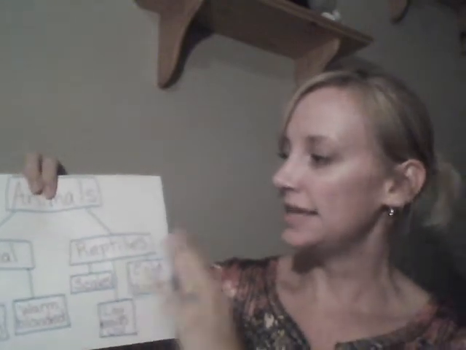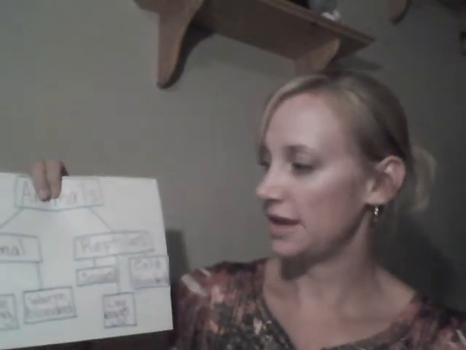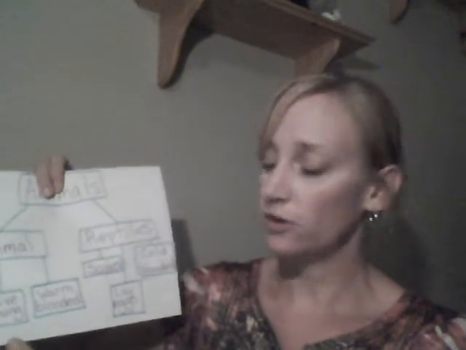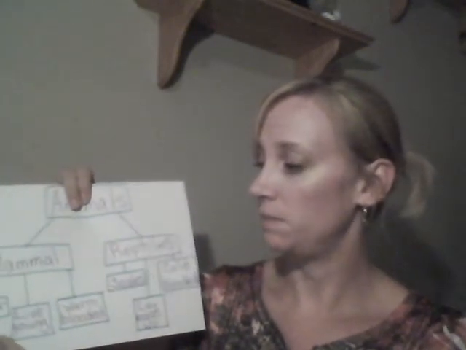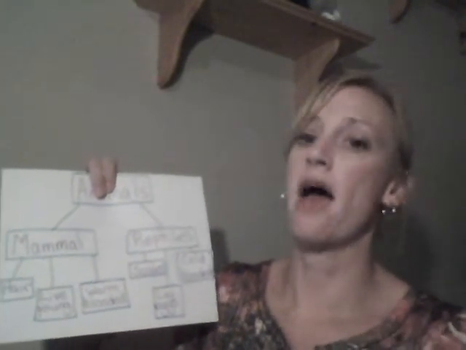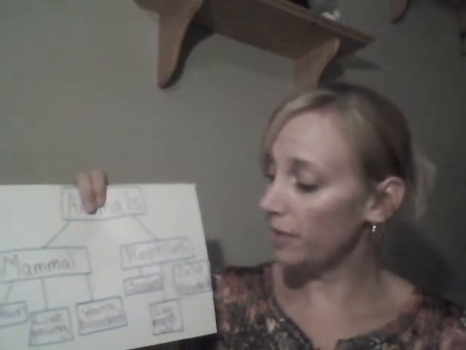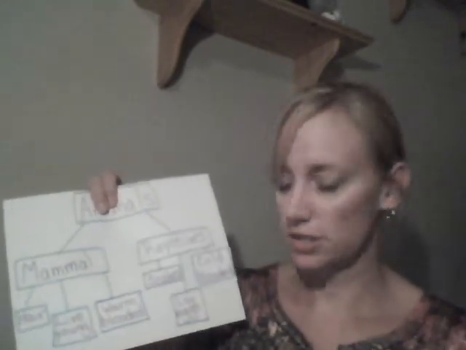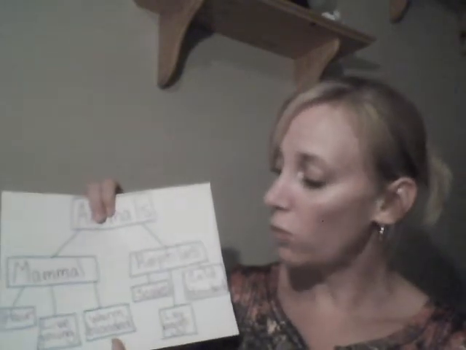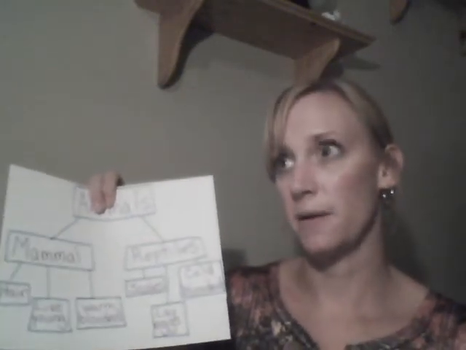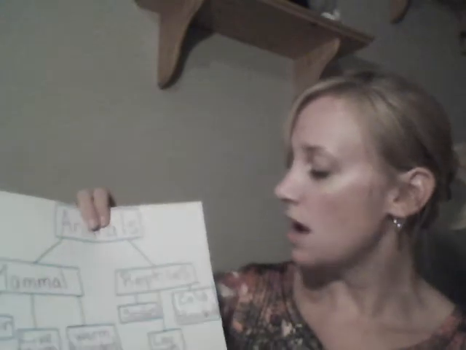That's just the short little synopsis of it, but you can go further into it. You can say how much hair do they have? Do they have it all over their body? Just a little bit? Live young? How many do they normally have? Warm-blooded? How do they sustain their energy?